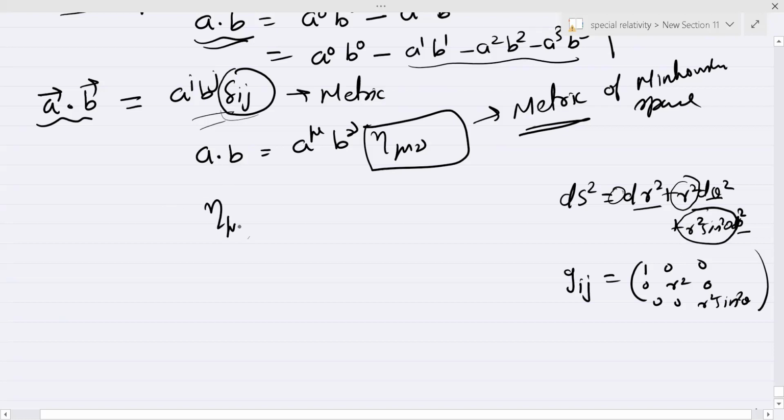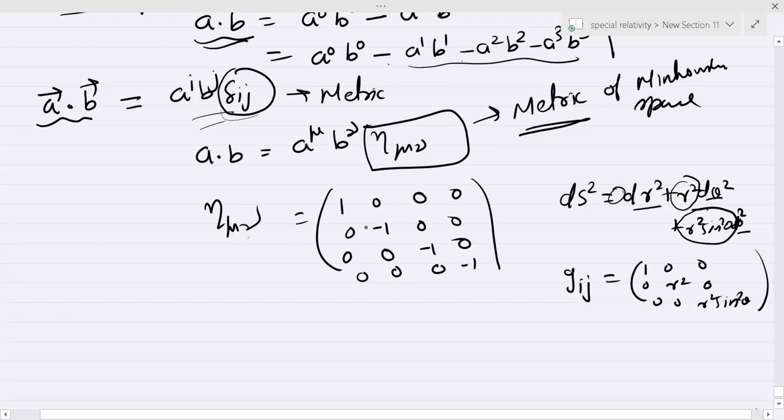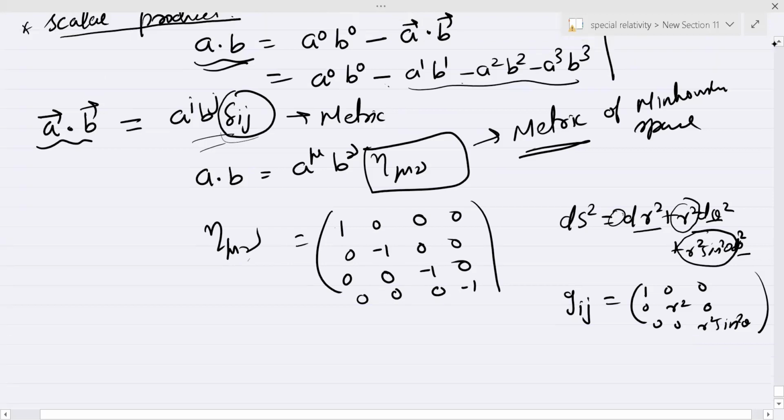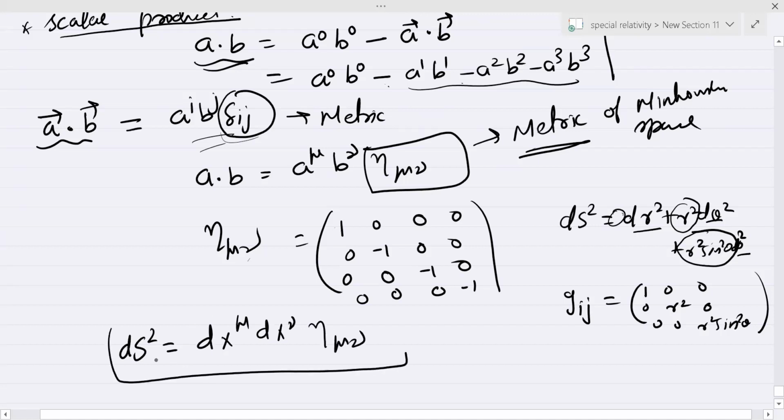We said that eta_mu nu, in order to get minus signs for the space part and a plus sign for the time part, will be 1, 0, 0, 0, 0, minus 1, 0, 0, 0, 0, minus 1, 0, and 0, 0, 0, minus 1. There is a relative minus sign between the time part and the space part, just like we have here. So this is how we use this invariant interval. The invariant interval ds square can now be written as a scalar product, dx^mu eta_mu nu dx^nu. This is one way to write the scalar product.